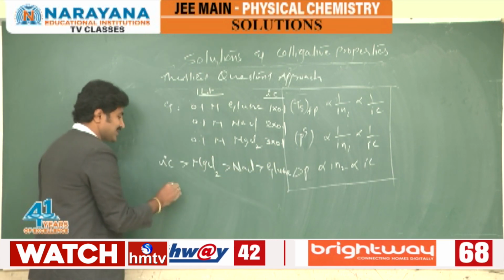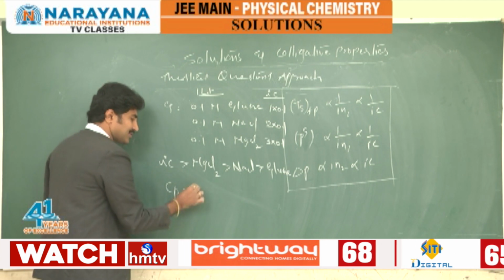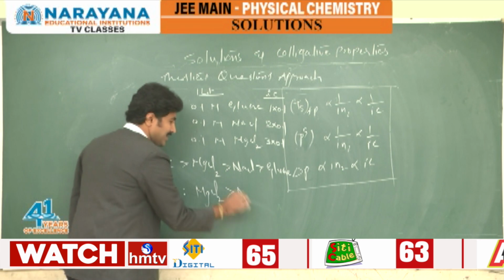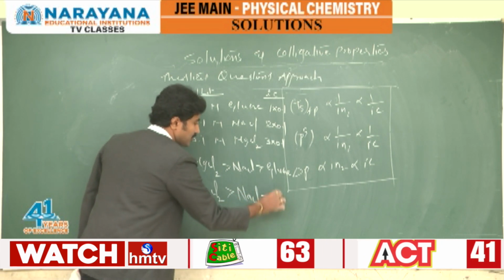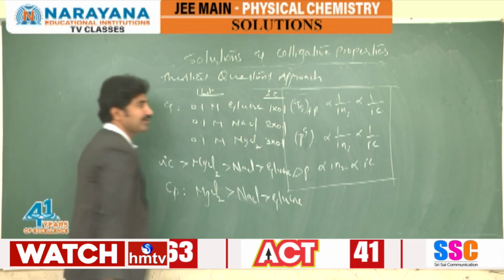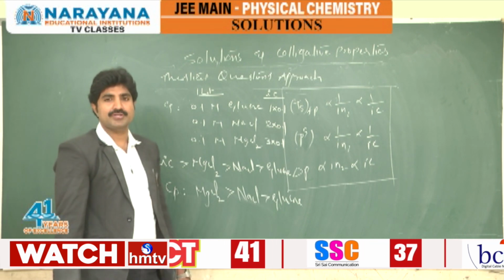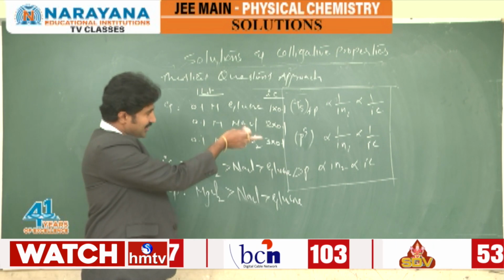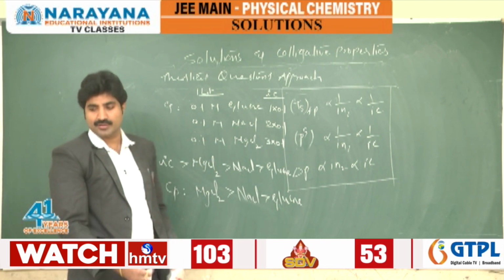Based on this, what is this colligative property? Colligative property relation is also the same. Magnesium chloride solution has more colligative property than NaCl, than glucose solution. Like this we can follow. So this is the information in the solutions topic, especially in colligative properties.